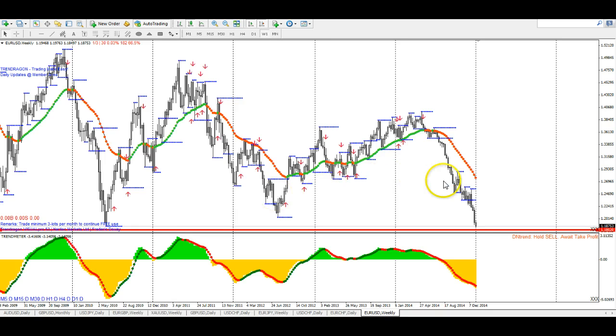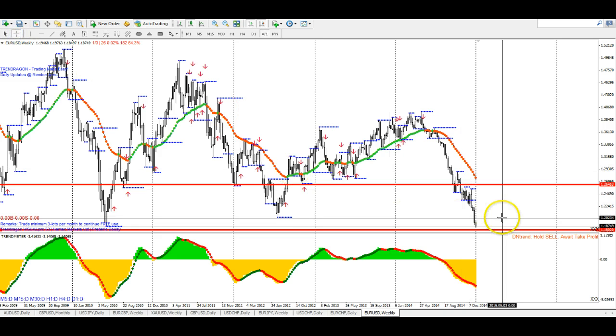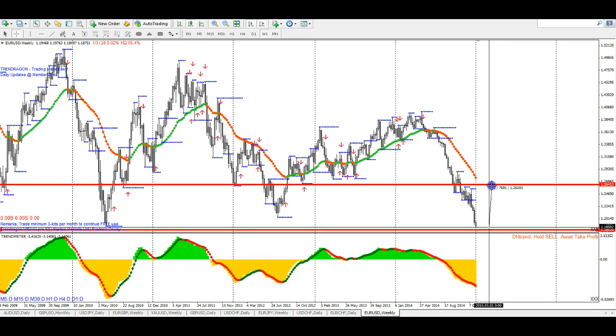Of course, this is not what happened, but you want to look at possibilities, and here we would be looking at about 800 pip up, consolidation, and then it would go back up at least 800 pip as well. So on the weekly chart, if there is a reversal pattern, this is how it would play out.